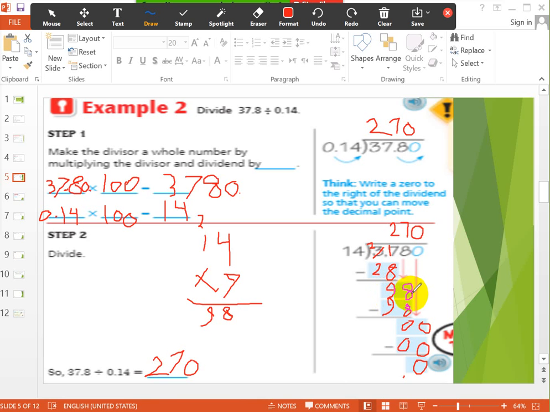Now 98 divided by 14. What is the number that I will multiply by 4 to give me 8 in the ones? So it will be 7. 7 multiply 4 equals 28, so it will be 8 here, and 2 above the tens. 7 multiply 1 equals 7 plus 2 equals 9, so it will be 98. Now what about this 0 in the ones digit? I can divide it by 14, so the value of the ones right here will be 0.